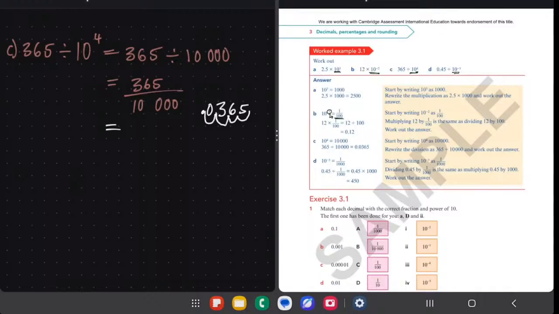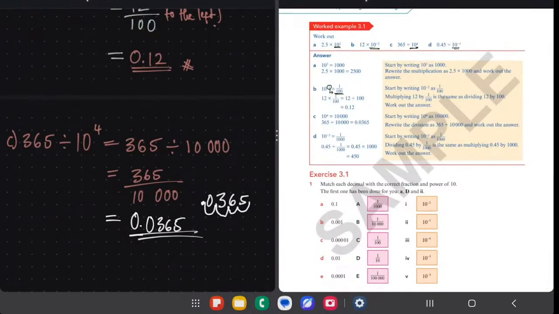So that is what happens. So the comma is here. It went in front of 5, in front of 6, in front of 3, then in front of a 0. So it's 0.0365. Are we together? This is what happens. So that's the answer. That's your final solution.